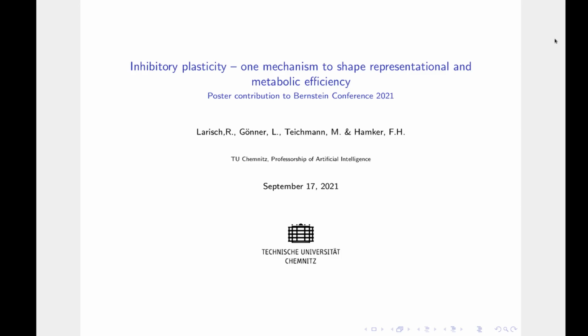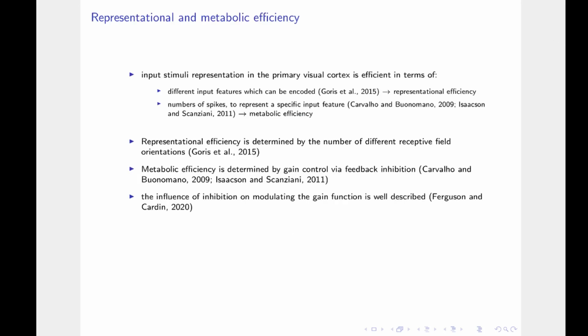To begin, I would like to briefly describe the topic of my presentation. It is well known that the input stimuli in the primary visual cortex are encoded very efficiently, especially in terms of representational efficiency, what is meant here is the number of different features in the input which can be encoded by the network, and in terms of metabolic efficiency, what is meant here is the amount of information that is transmitted by one single spike. Previous researchers have already pointed out that the receptive field diversity is important for the representational efficiency, and that the metabolic efficiency is mainly influenced by a gain control mechanism through feedback inhibition.